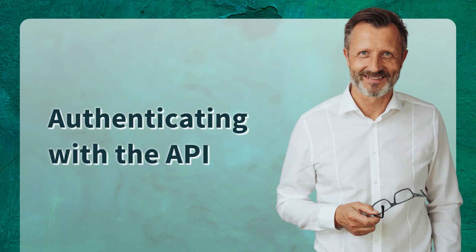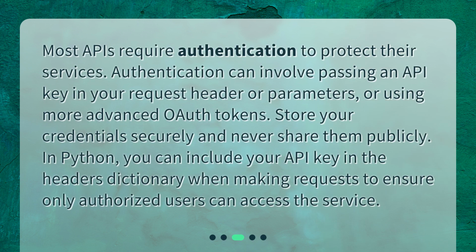Authenticating with the API. Most APIs require authentication to protect their services. Authentication can involve passing an API key in your request header or parameters, or using more advanced OAuth tokens. Store your credentials securely and never share them publicly. In Python, you can include your API key in the header's dictionary when making requests to ensure only authorized users can access the service.